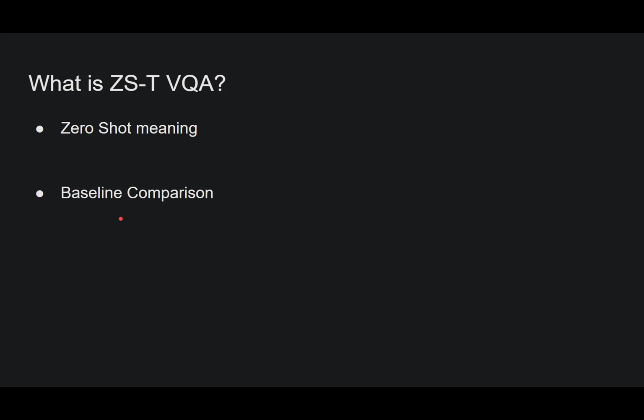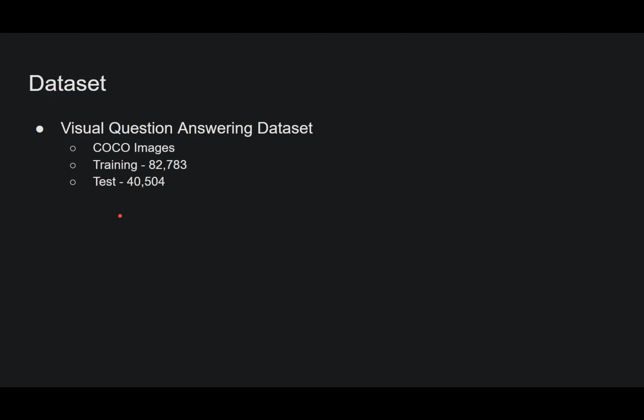Then we plan to compare our transformer model against the standard CNN LSTM model to evaluate which model does better and by how much. For the dataset, we're using the visual question answering dataset that was created from COCO images.